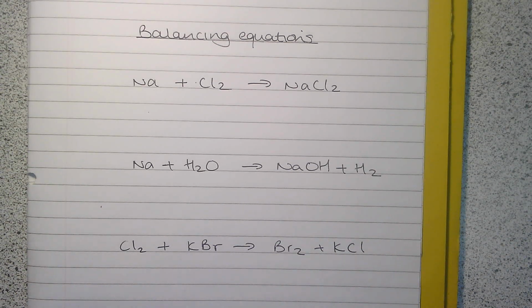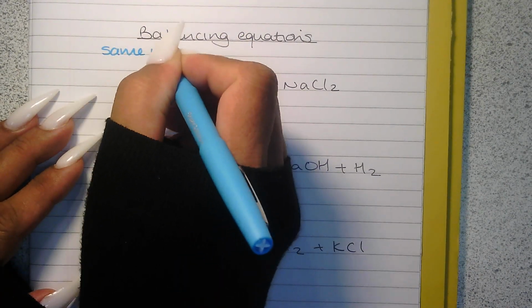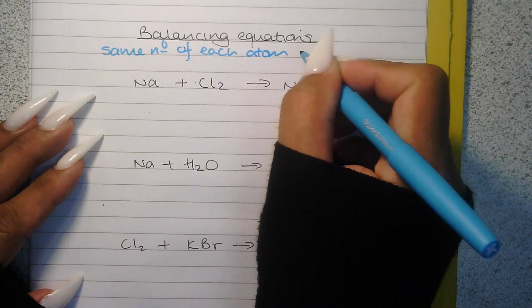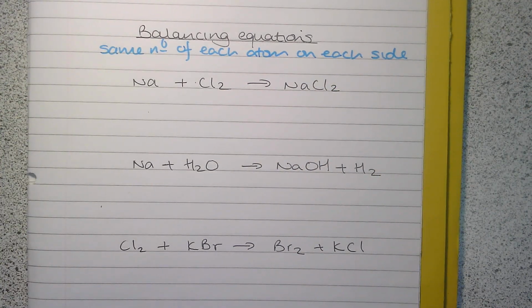...to balance equations. Now you will need to know how to balance equations for both chemistry paper 1 and chemistry paper 2. The best thing about balancing equations is there's only one rule to remember. What we are trying to do when we balance an equation is to make sure that there is the same number of each atom on each side. That's what we're trying to make sure that we are doing here.